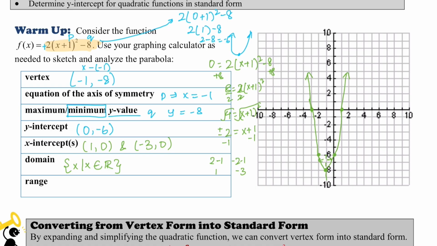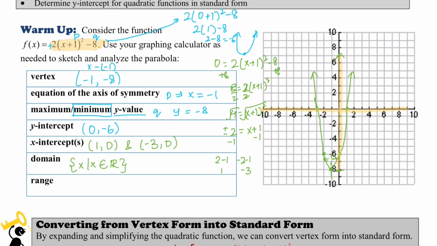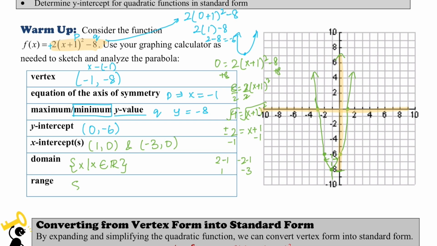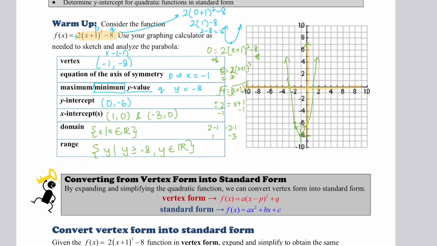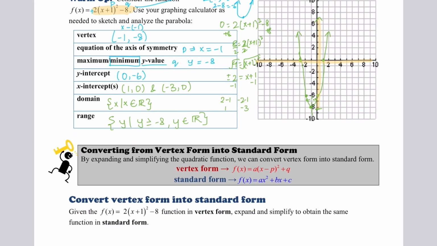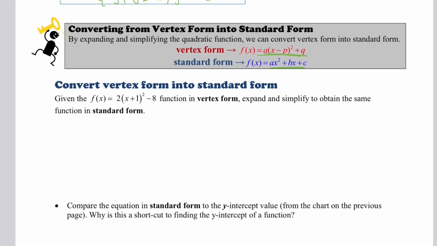And as predicted, x is a real number, and y is going to be greater than or equal to -8 because we're going up from -8. So y such that y is greater than or equal to -8, y is a real number. Awesome. Okay, so this is our vertex form. This is our standard form. Let's jump into our lesson today.